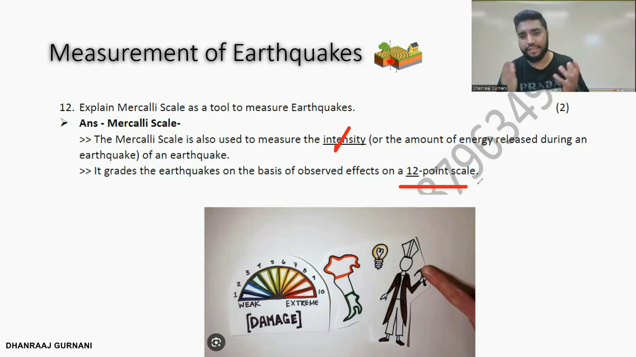So if we compare this to the Richter scale, you have two scales: Richter scale and Mercalli scale. Richter scale is a 9-point scale. Mercalli scale is a 12-point scale. The Richter scale has more mathematical precision, hence it is used more as compared to the Mercalli scale. In case they ask you the difference, here are your points: 9-point, 12-point, more precise, less precise. Hence, the Richter scale is used more, and the Mercalli scale is used less.